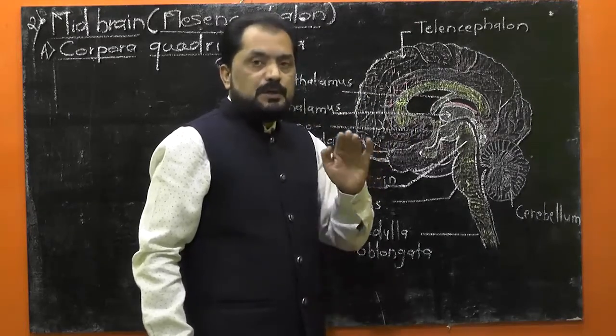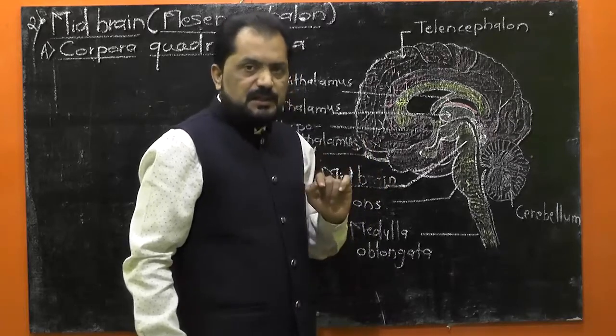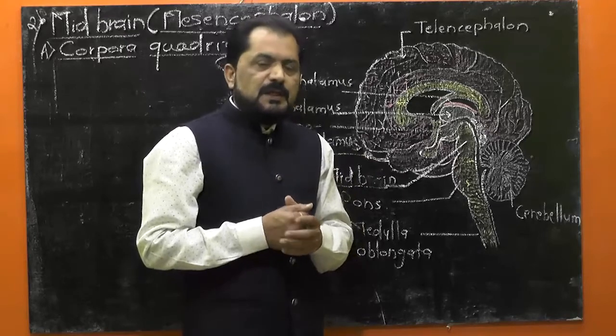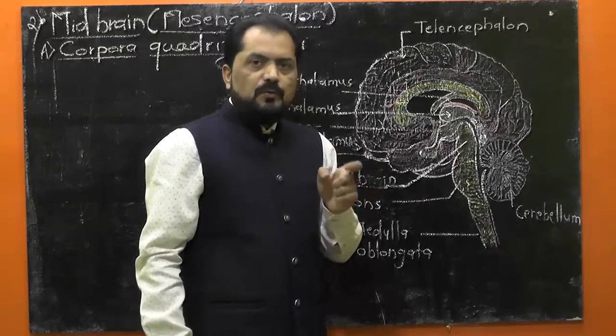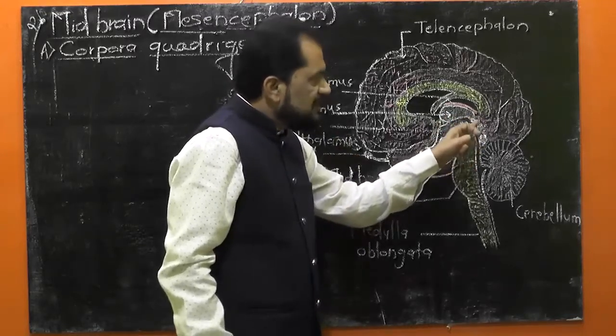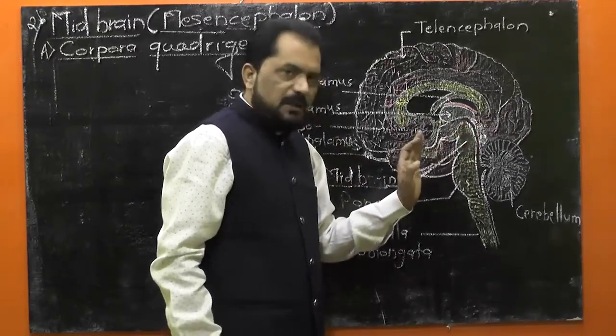Actually, there is a group of four rounded bodies, or two pairs of rounded bodies, known as corpora quadrigemina. So I said that corpora quadrigemina is simply the group of four rounded bodies present in the dorsal thick wall of the midbrain.